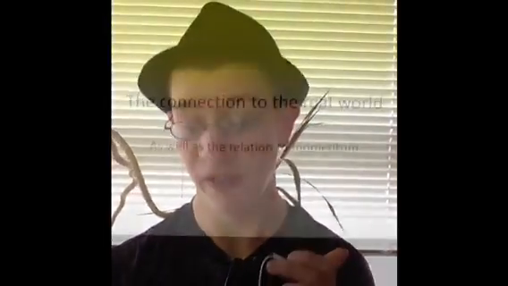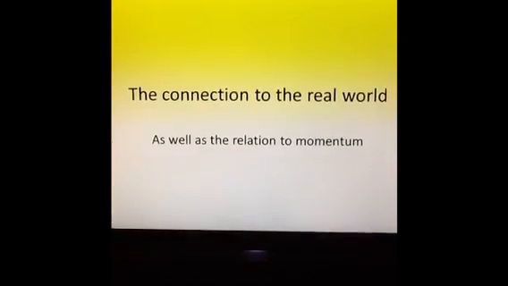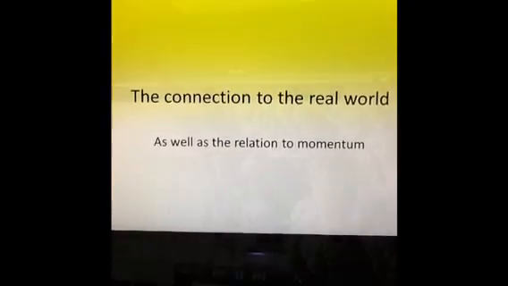We were planning to make some sort of pulley system in order to calculate momentum of each object. Once we find the velocity, we can find impulse as well. We hope to capture this exhilarating experiment on film. The connection to the real world, as well as relation to momentum.